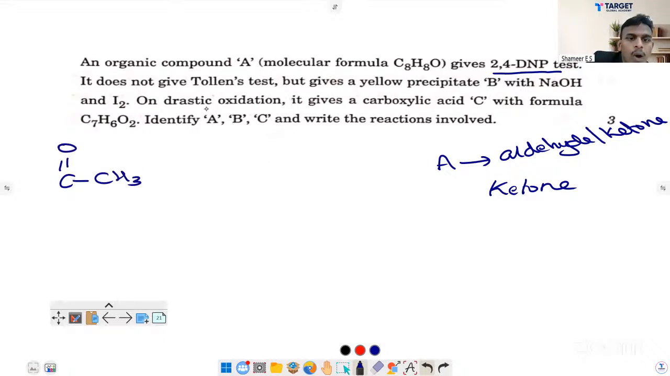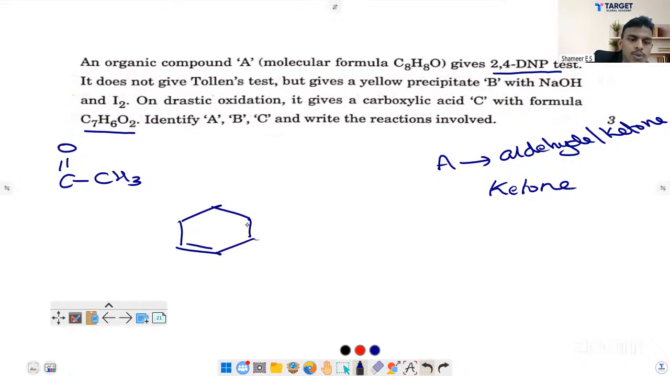Okay. On drastic oxidation, it gives a carboxylic acid with formula C7H6O2. Identify A, B, and C. In drastic condition, which compound will give you carboxylic acid? Not a normal ketone, an aromatic ketone. So aromatic ketone means a benzene group.